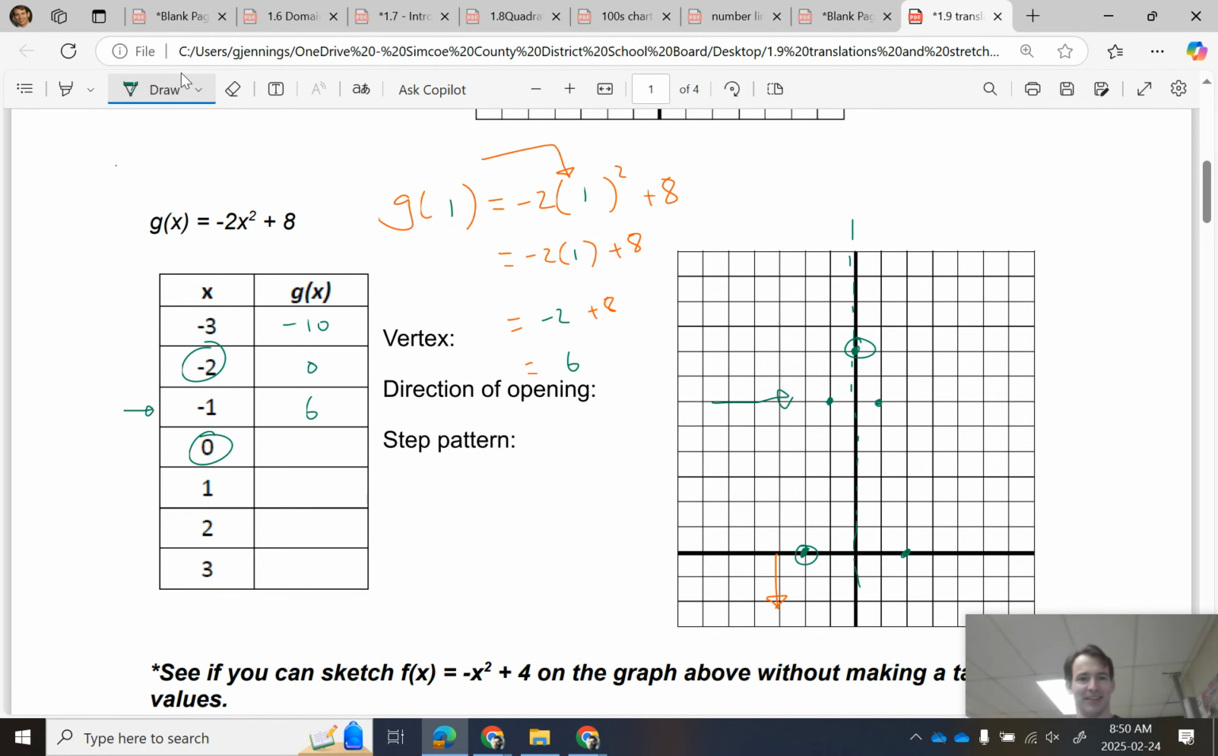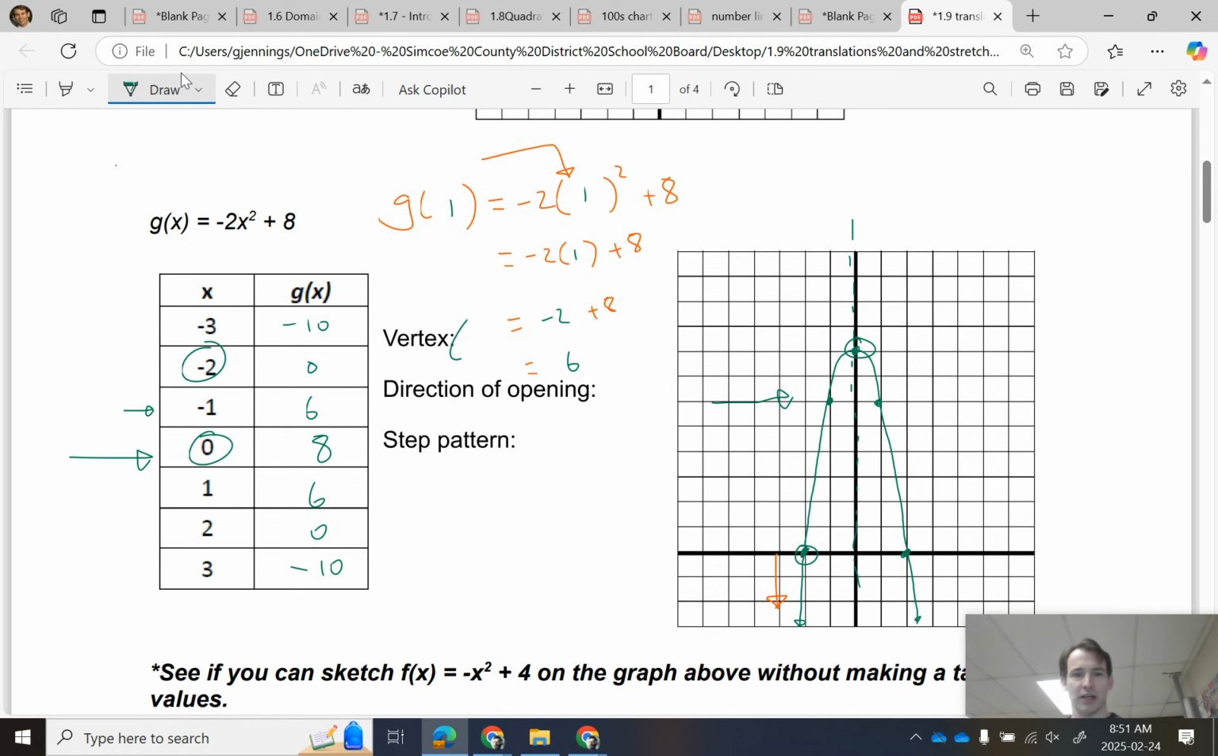Okay. 8, 6, 0, minus 10. Okay, symmetrical. Symmetrical around here. So, we now have it graphed. And that's what it looks like.